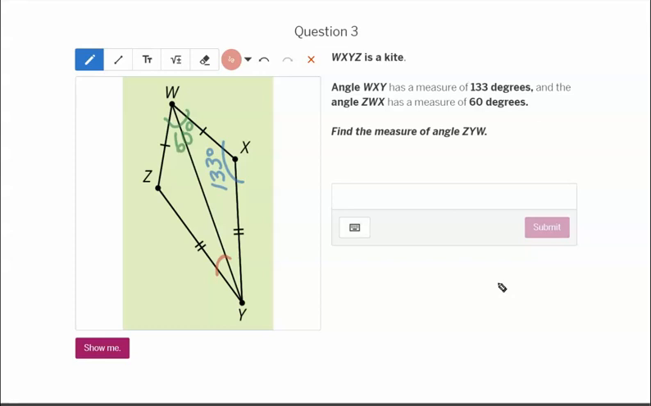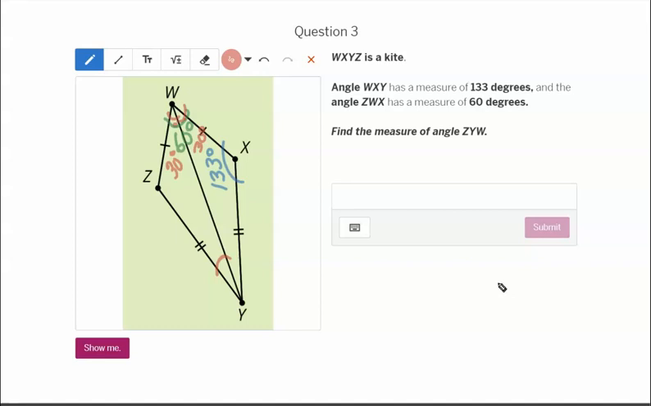looking for. So since we know that WY is the bisector, and we know that this angle ZWX is 60 degrees, we know that each one of these smaller angles up here has to be 30 degrees, right? So this one is 30 degrees and this one is 30 degrees, these two.